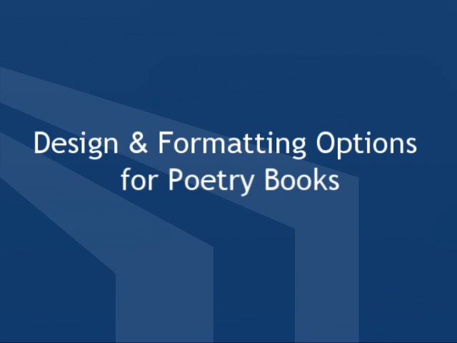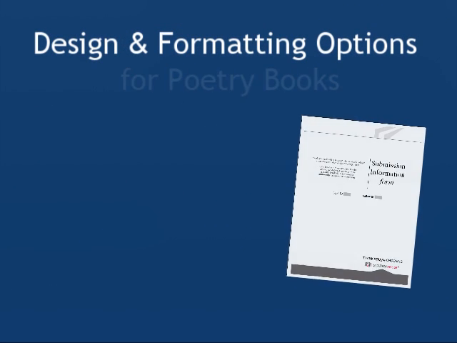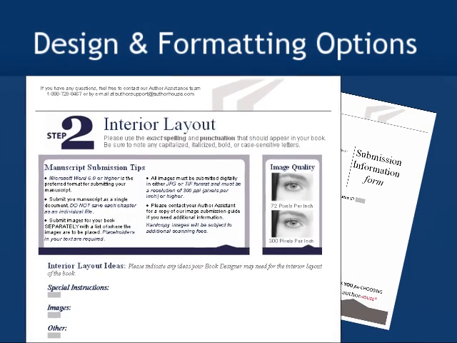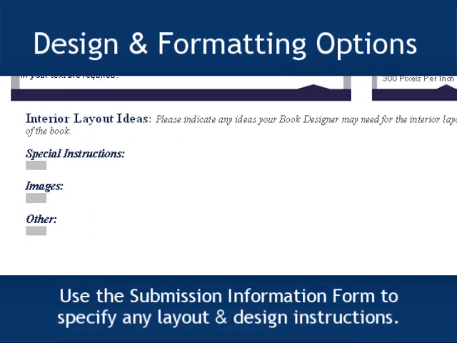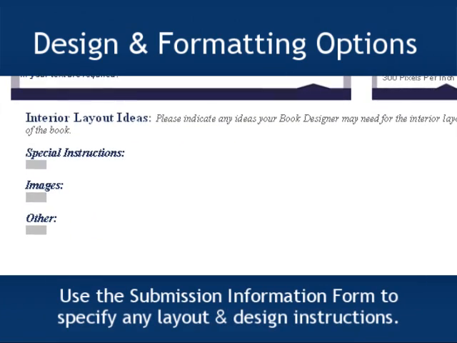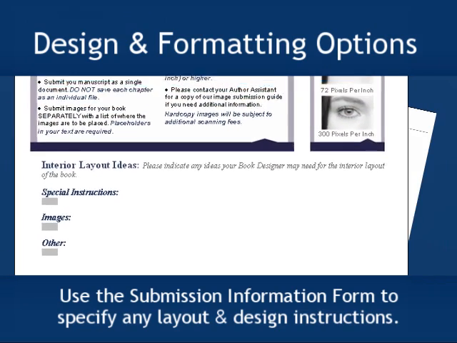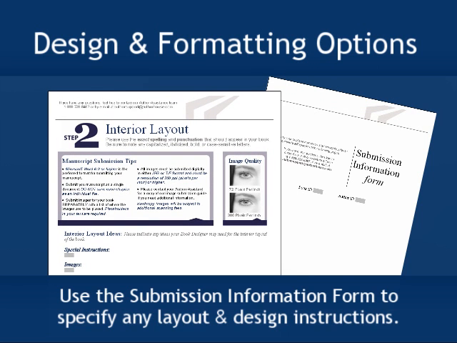Whenever you have a preference about the options I discuss, write them down in your submission information form. Step 2 of the form is for interior layout. Where it says Special Instructions, you can communicate your design preferences to your design team. If you have no preferences, go ahead and say so on the form. Your design team is happy to do what they feel looks best, but your book might go through production faster and with fewer revisions if you make some choices ahead of time and list them on the form.